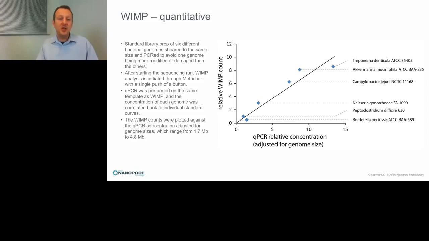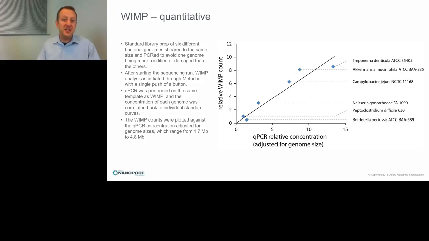We had to convert the qPCR data to make this possible, because the qPCR result is a measure of the number of copies of the genome, whereas with whole genome sequencing, the number of fragments and reads is proportional to the size of the genome. As you'll see from the plot, the qPCR counts agree well with the WIMP data, indicating that WIMP, including the sequencing and all of the other parts of the process, is quantitative.